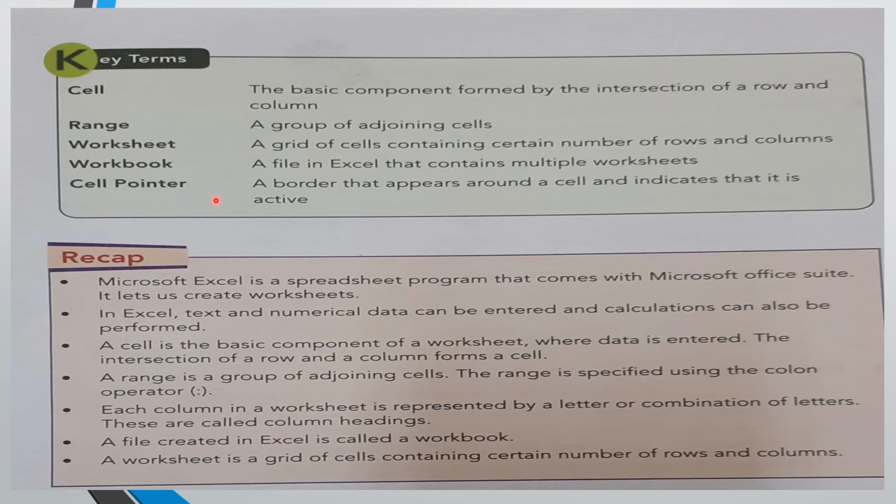Yes, children, these are some key terms. Number one, cell, the basic component formed by the intersection of rows and columns. Range, a group of adjoining cells. Worksheet, a grid of cells containing certain number of rows and columns. Workbook, a file in Excel that contains multiple worksheets. Cell pointer, a border that appears around a cell and indicates that it is active. Children, I already explained these terms, so I come to recap.